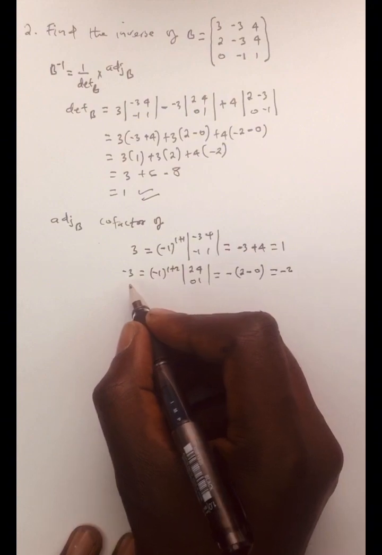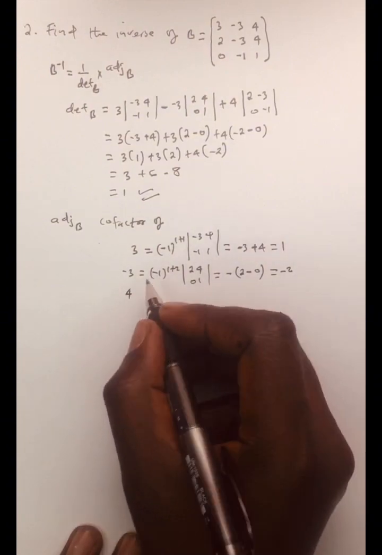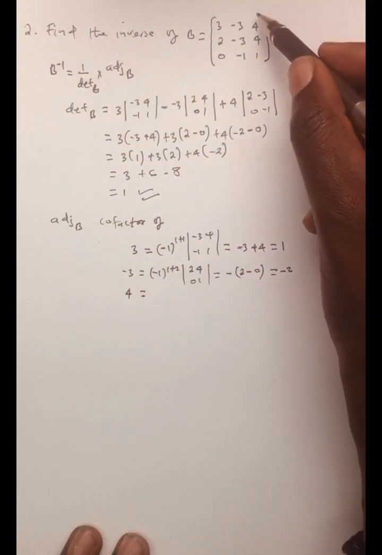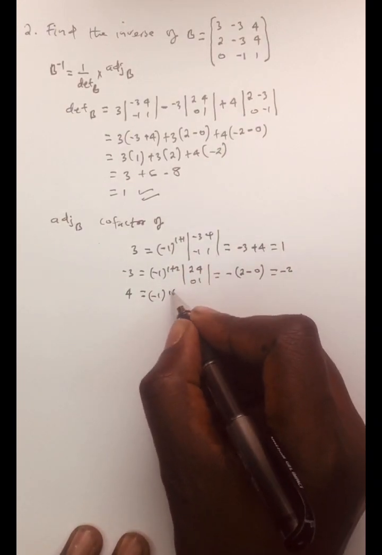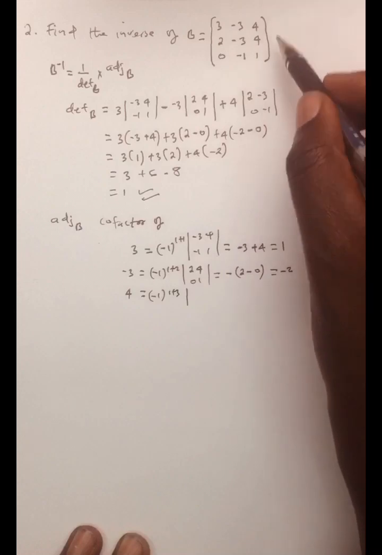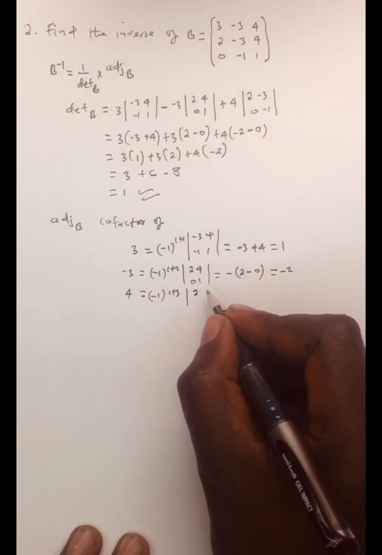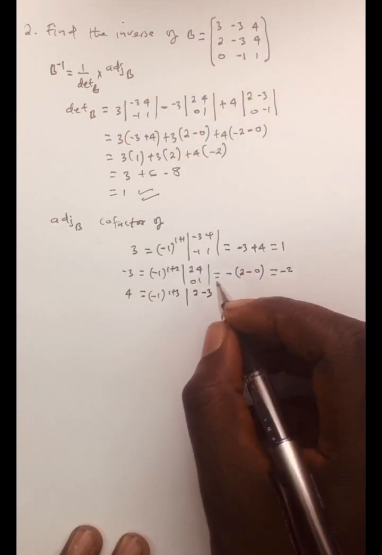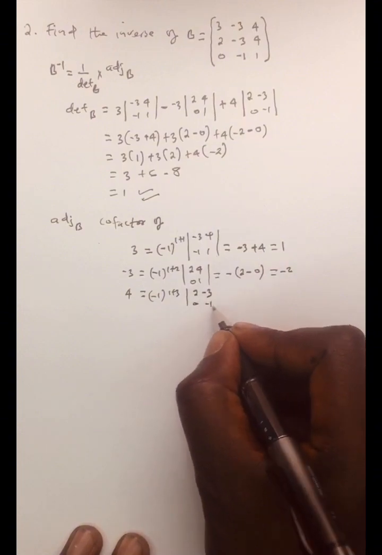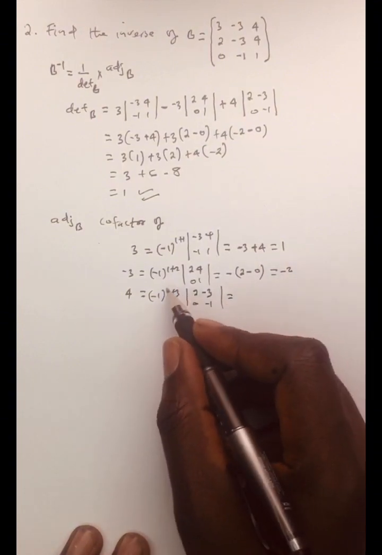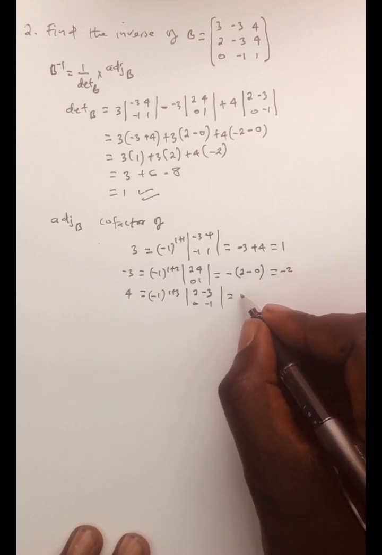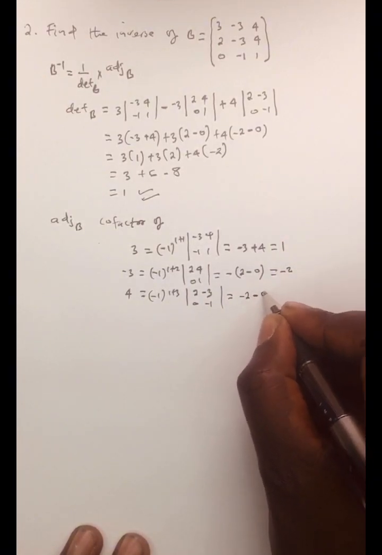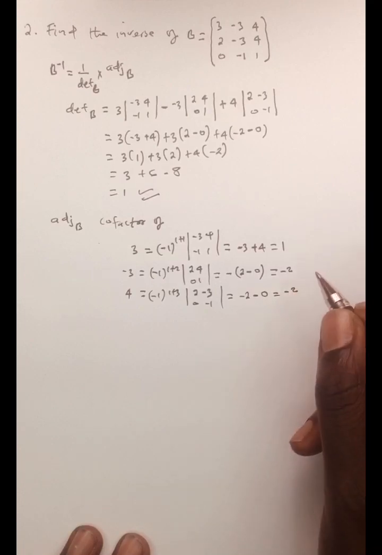Then you also look for the cofactor of the element 4, this one here. So that is -1. It is in row 1, column 3. And then the small matrix that is left is 2, -3, 0, -1. So since the power is even, the negative will disappear. So you're left with 2 times -1, which is -2, minus 0, so that is still -2.